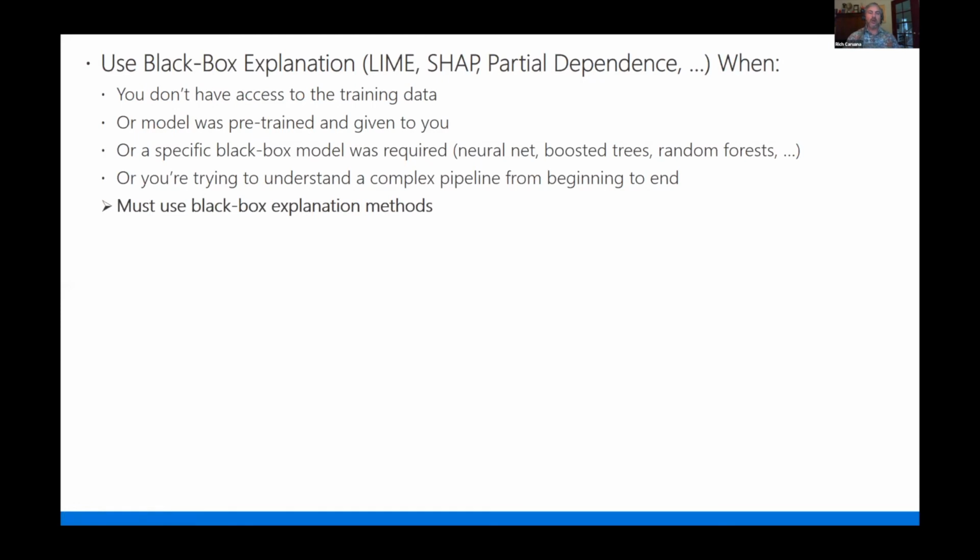Okay, so we've been talking about black box explanation. If you don't have access to the training data, or the model was pre-trained and given to you, or maybe a specific black box model is required, like a neural net or a random forest, or you're trying to understand some complex pipeline from beginning to end, then you really have to use black box explanation methods such as LIME, SHAP, and partial dependence.